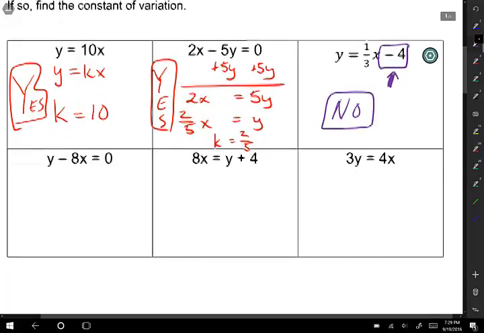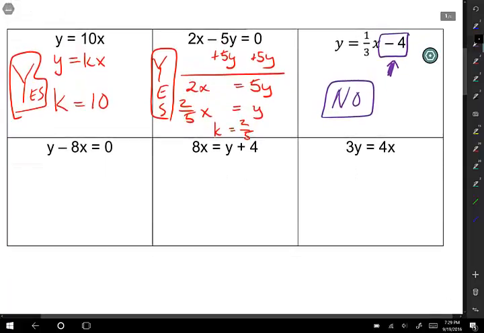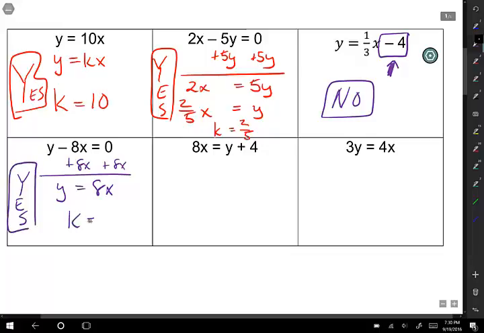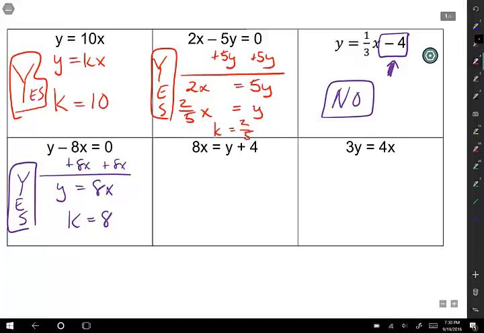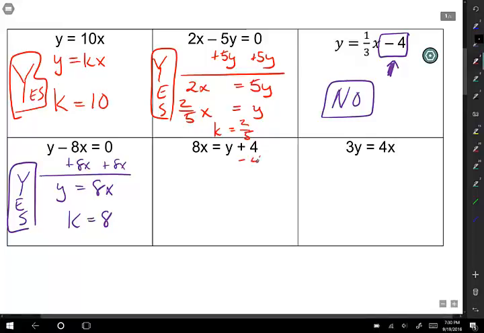Down in the bottom left-hand corner, we get y equals 8x if we add 8x to both sides. And so very quickly you can see this is an example of direct variation. Yes, it is. And the value of k is 8. Let's look at our next one. If we isolate the y by subtracting 4, we're going to very quickly see 8x minus 4 equals y. And no, this is not an example of direct variation because it has that minus 4.